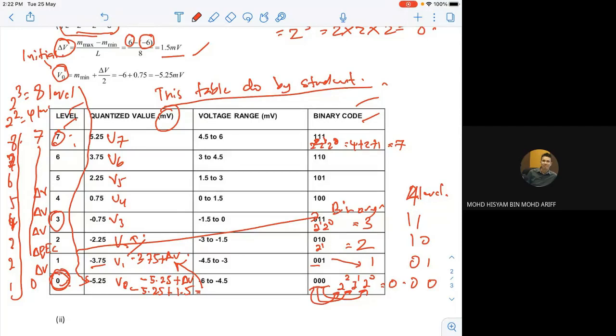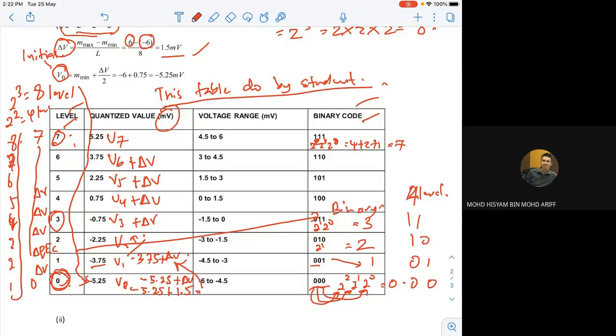Don't worry, confirm. If you don't understand right now, turn on your microphone, and I will tell you a very simple thing. So every interval here you just plus delta V, plus delta V, plus delta V, plus delta V, plus delta V. Okay, clear? Understand how to set up delta V?